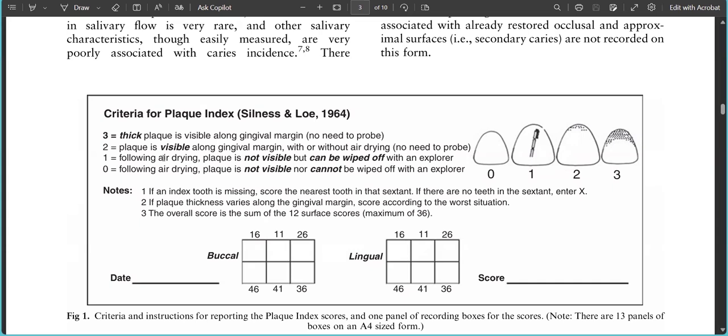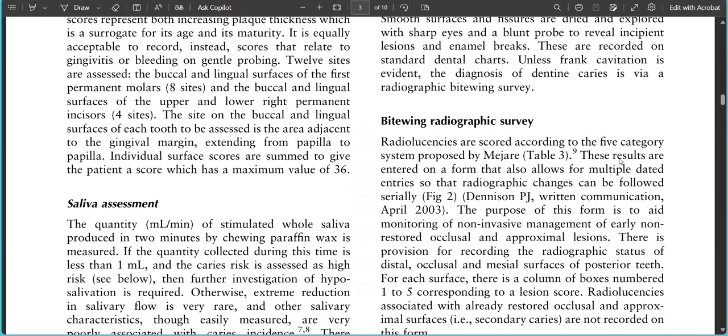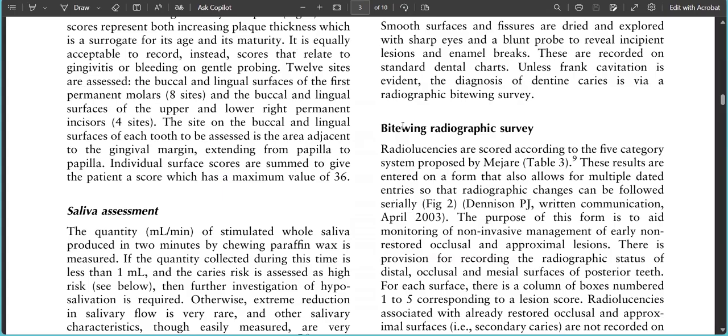If the plaque is visible along the gingival margin with or without air drying, then it's level 2. But if there is thick and visible plaque present along the gingival margin, then it's level 3. So you need to grade your patient according to that level.